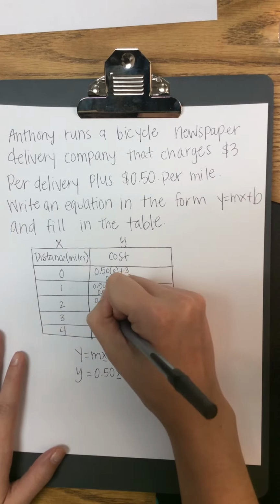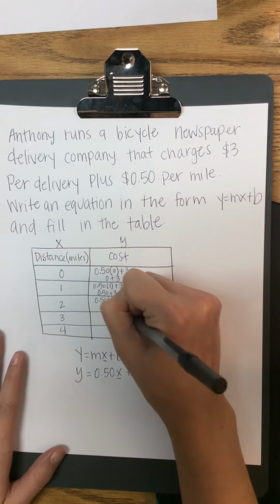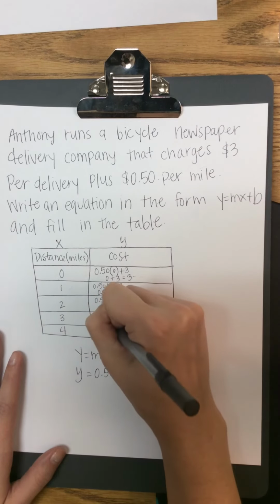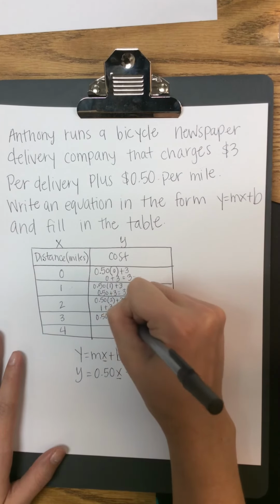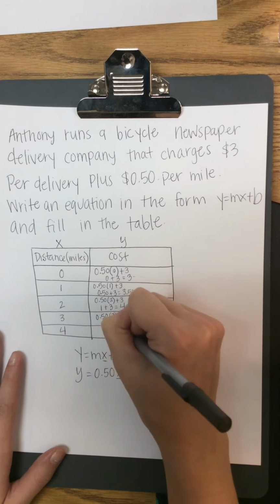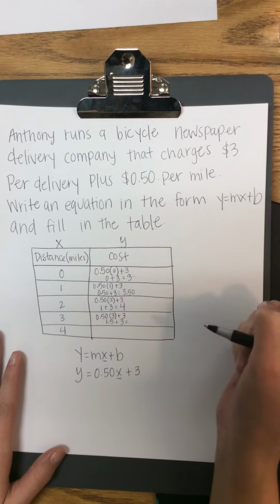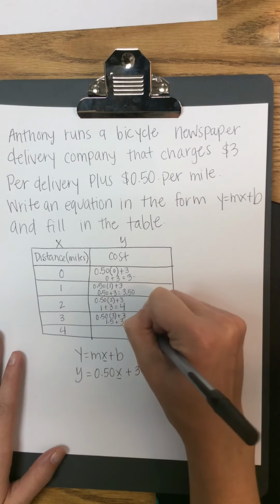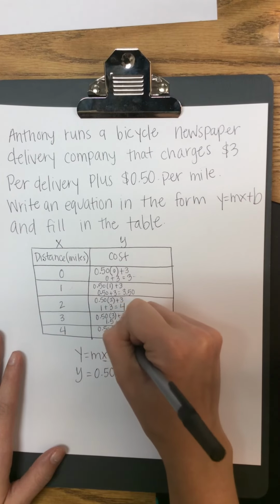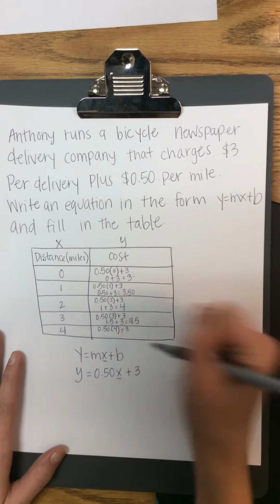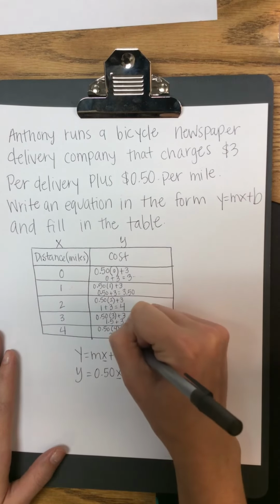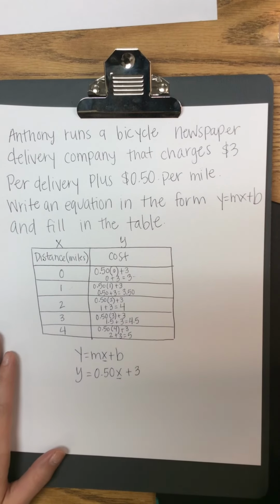0.50 times 2 is 1, plus 3, 1 plus 3 is 4. 0.50 times 3 plus 3, so 0.50 times 3 is 1.5 plus 3. 1.5 plus 3 is 4.5. And lastly, 0.50 times 4 plus 3. 0.5 times 4 is 2 plus 3 is 5.